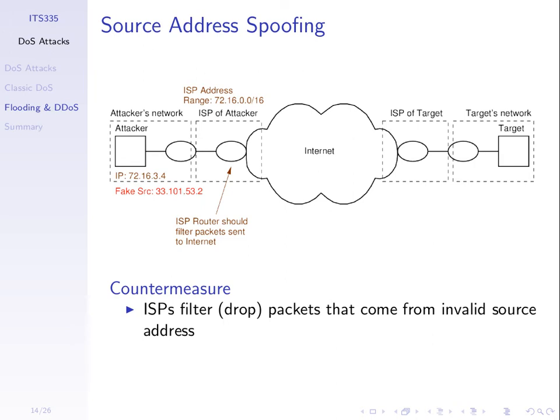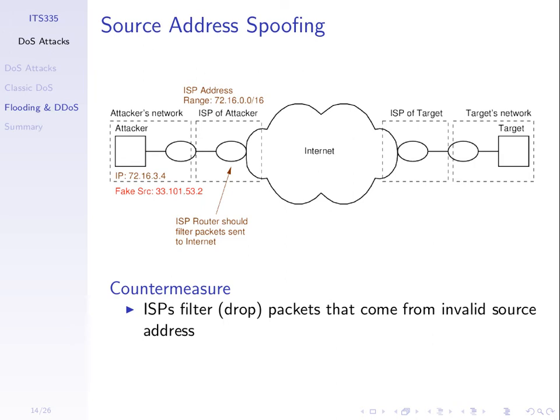So in this case, if the ISP was configured in that way, a packet comes from this computer, source address 33.101.53.2. The ISP realizes, I have no customers in this network with this address. Maybe someone's using a fake address and trying to perform some attack, and therefore the ISP would filter those packets or drop those packets. They would say, this packet cannot go out to the internet.